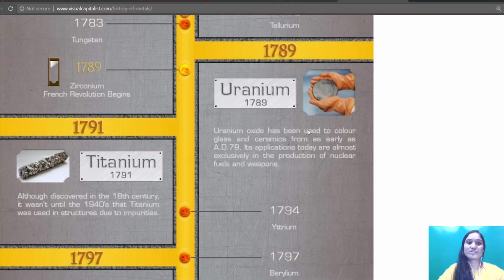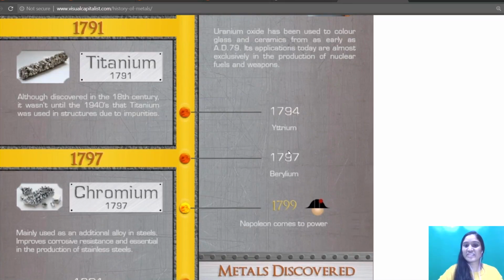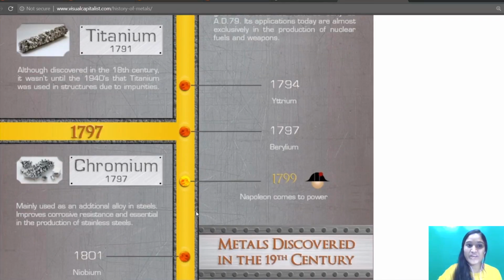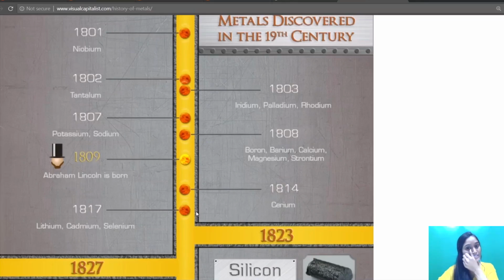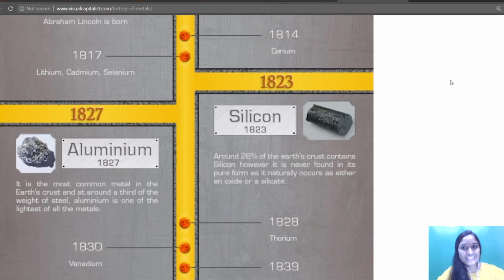Well, after uranium, titanium, not of big use in domestic life, but industrially used. And then yttrium, beryllium, many more, chromium. I'm just focusing on the elements which we are very aware of, which are very essential. Silicon, 1823, silicon. Do you know how useful silicon is?